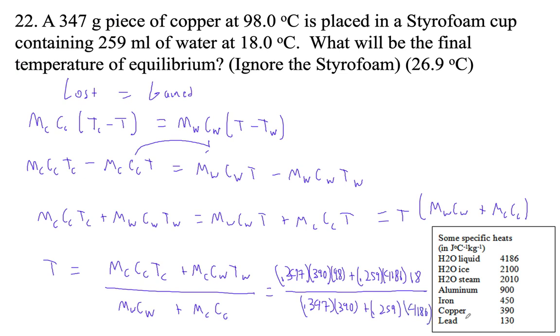All right, we can do this. Okay, so I'm going to do a fraction on my calculator. So fraction 0.347 times 390. Is that for copper? Yeah, it is, right? Times 98 plus 0.259 times 4186 times 18. Then in the denominator, I've got 0.347 times 390 plus 0.259 times 4186.